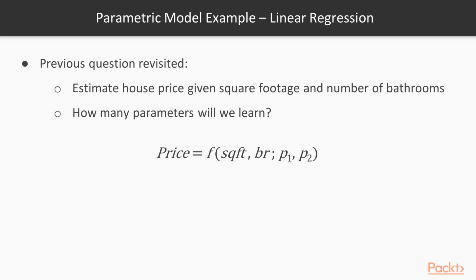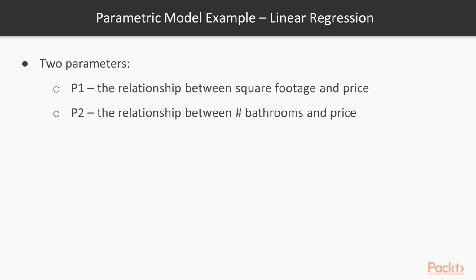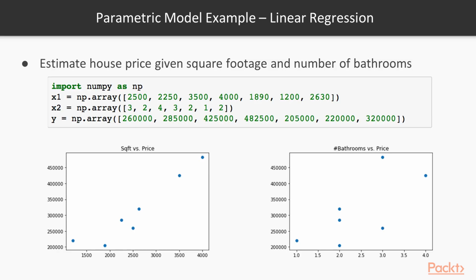So now we're back to our question from before. How many parameters will we have to learn for our example? Well, given square footage and number of bathrooms, we'll have to learn 2. So our function can be expressed as the estimated price given two variables, square footage and number of bathrooms, given two parameters, P1 and P2. So P1 will be the relationship between square footage and price, and P2 will be the relationship between number of bathrooms and price. Here's a quick problem setup in Python.